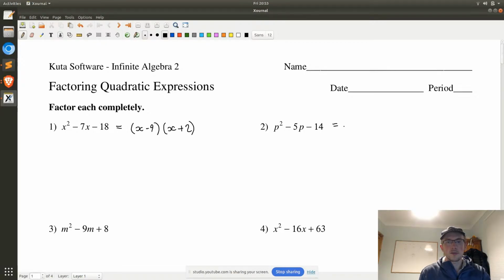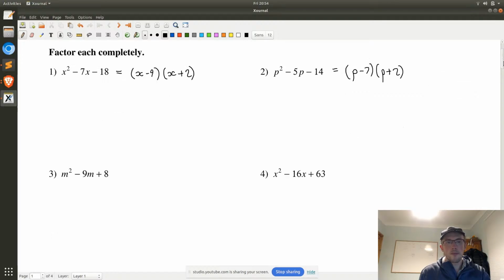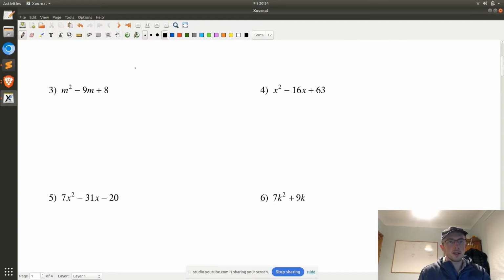p squared take 5p take 14. p take 7 times p add 2. m squared take 9m add 8. m take 8 times m take 1. x squared take 16x add 63. 9 and 7.